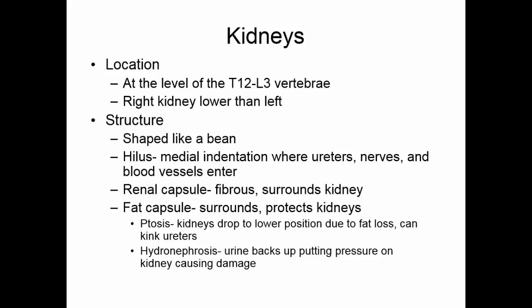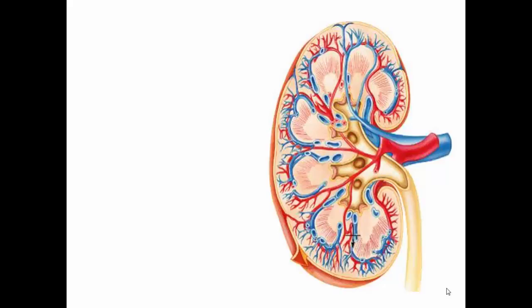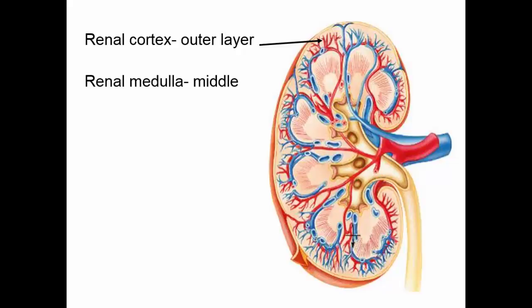If the ureters are kinked, urine cannot drain adequately from the kidney. Urine will back up into the kidney, putting pressure on the filtration units and causing kidney damage. This is known as hydronephrosis. This cross-section view shows the internal structure of the kidney. The outer layer is known as the renal cortex, and the inner layer is known as the renal medulla.